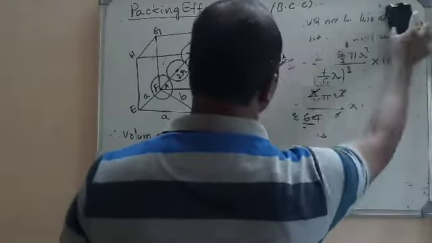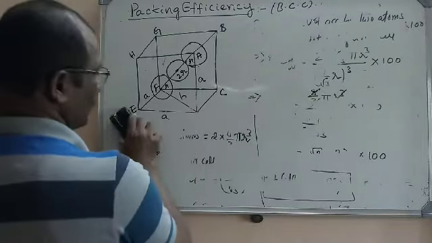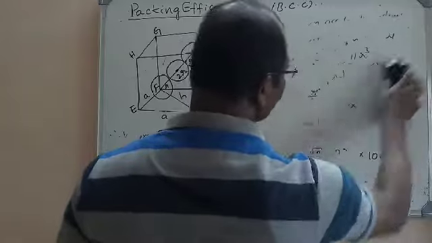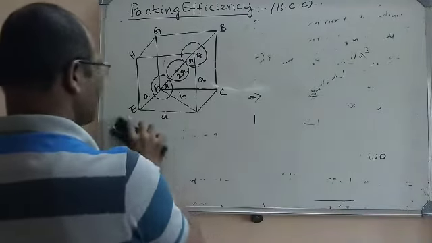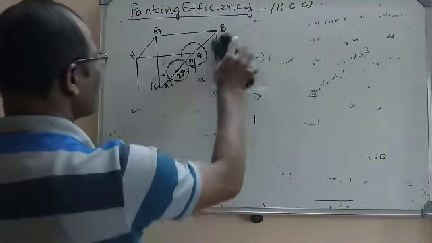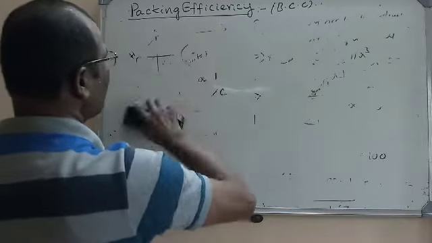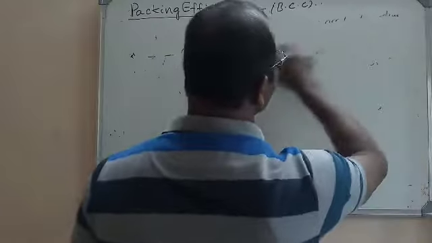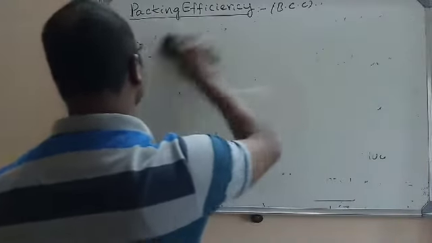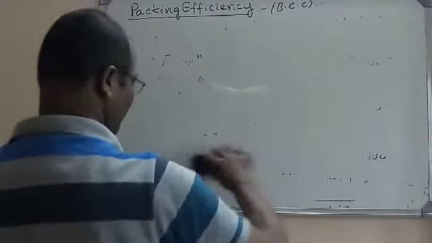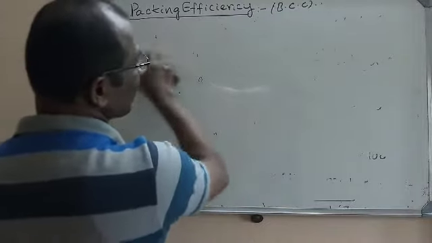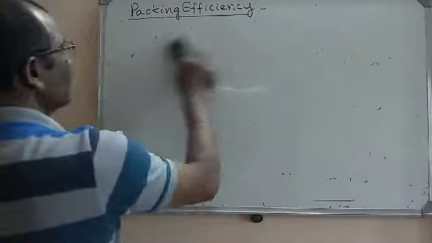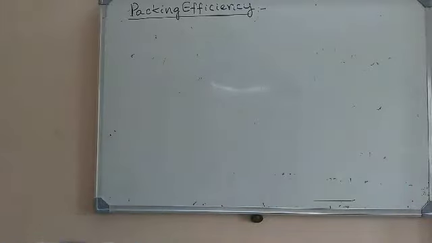So the last one is the simple cubic unit cell. What is a simple cubic unit cell? Already we have learned that a simple cubic unit cell has 8 atoms occupying the 8 corners of the unit cell. That is the whole arrangement. Only 8 atoms at 8 corners is called a simple cubic unit cell.